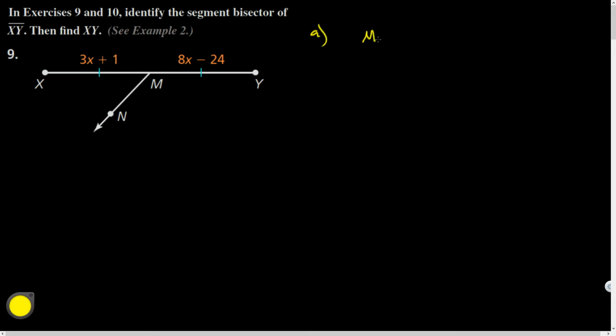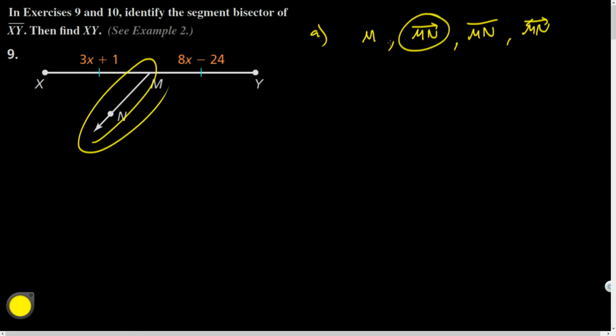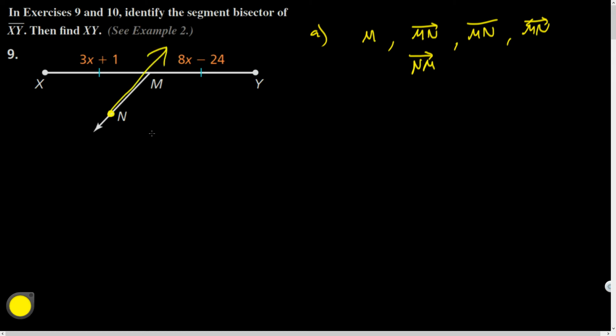I could define M as a segment bisector. I could have said MN, the ray, is a segment bisector. I could have said MN, the segment. I could have said MN, the line, even though the line is not drawn as continuing. But yeah, all of those are types of segment bisectors. I'm assuming they were probably just looking for the ray. Which, by the way, remember that ray NM is not the same as ray MN, because that would be the ray that starts at N and then travels through M.